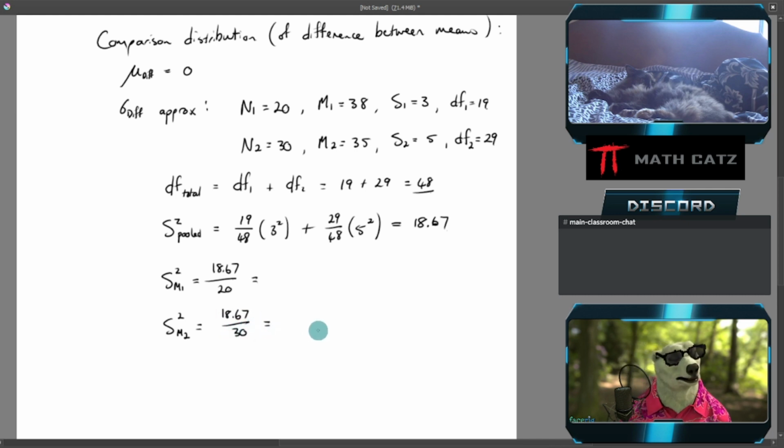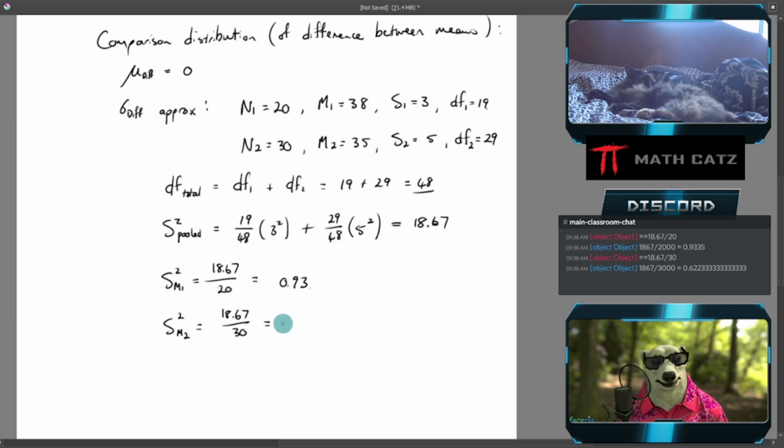So let's see what we get there. Do a little calculation. 18.67 divided by 20. For the first one, we get 0.93. Let's do the second one. Doing everything by hand is always going to be a little slower, but that's okay. It gives us time to get used to the process and the calculation. And we get 0.62.